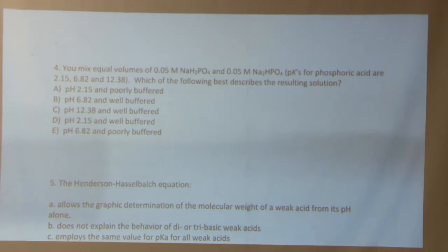Okay, everyone can see that? Awesome. So 4, you mix equal volumes of 0.05 moles of NaH2PO4 and 0.05 moles of Na2HPO4 and the pKa's for this phosphoric acid are 2.5, 6.82, and 12.38. Which of the following best describes the resulting solution?